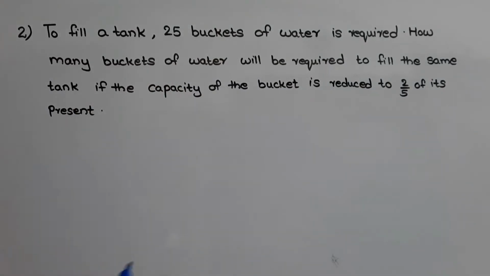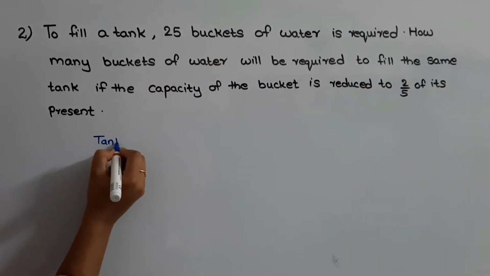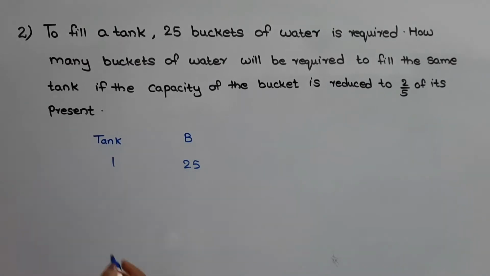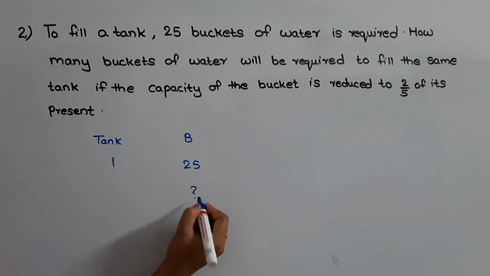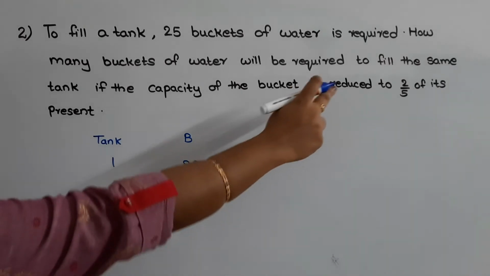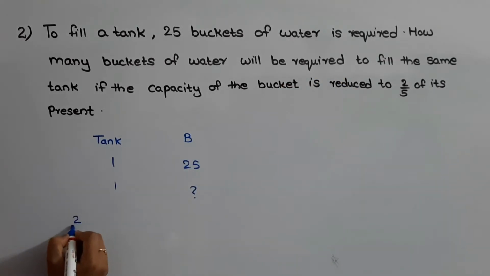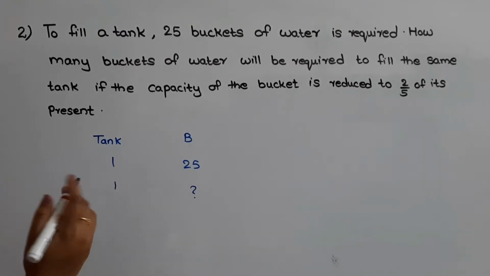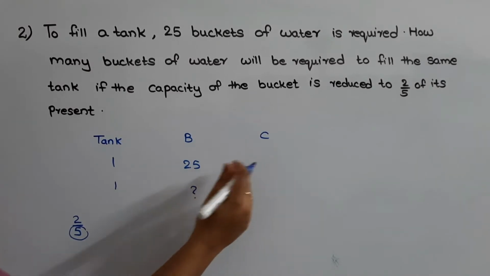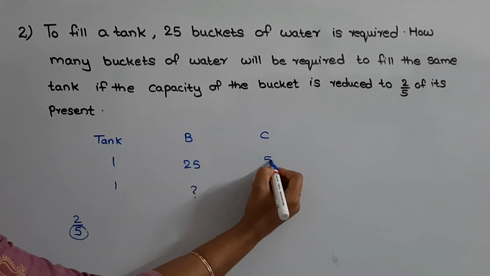Okay, so in this question they are telling that to fill a tank, 25 buckets of water is required. We need to find out the number of buckets required to fill the same tank when the capacity of the bucket is reduced to 2/5 of its present value. Whenever this type of question comes, let us consider the present capacity of the bucket as the denominator value. So let us consider the capacity of the bucket as 5.